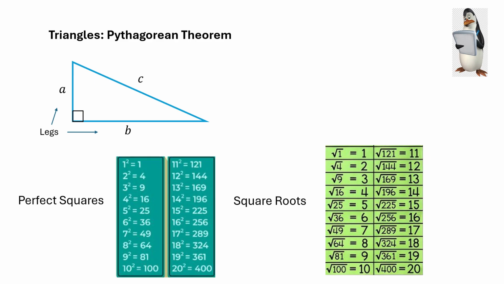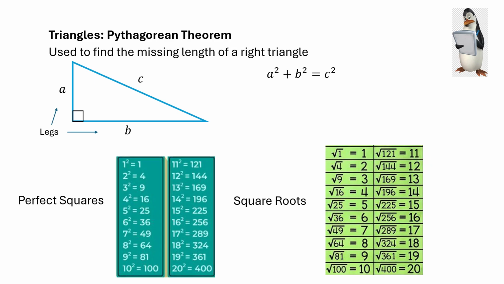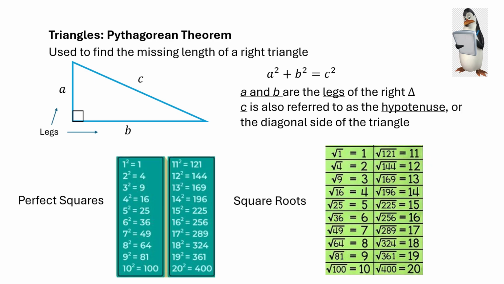Long ago, a mathematician named Pythagoras created his own theorem, which is used to find the missing side length of right triangles only. A squared plus B squared equals C squared. It's a famous formula. A and B are the legs of the right triangle, and C is also referred to as the hypotenuse or the diagonal side of the triangle.